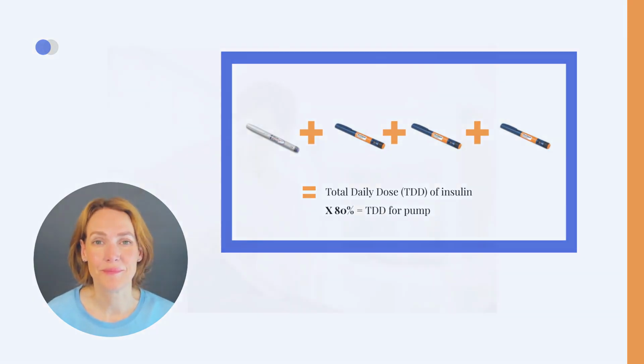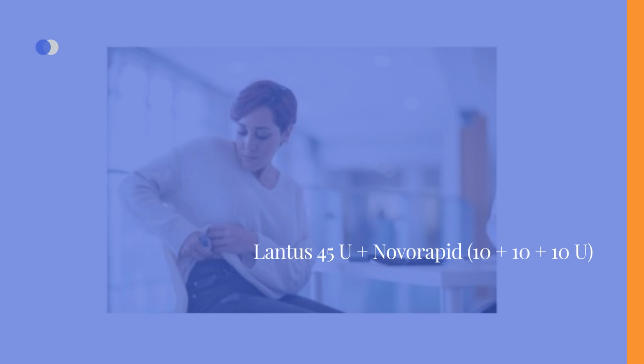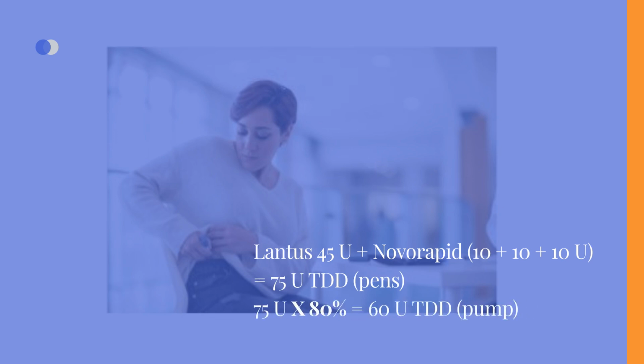As an example, let's consider Anne, who has type 1 diabetes. Every day, she injects 45 units of Lantus before bed, and on average, she has a total of 30 units of Novorapid with her meals. That's 75 units in total. If she switches to an insulin pump, she'll need to reduce her total daily insulin dose to 60 units.